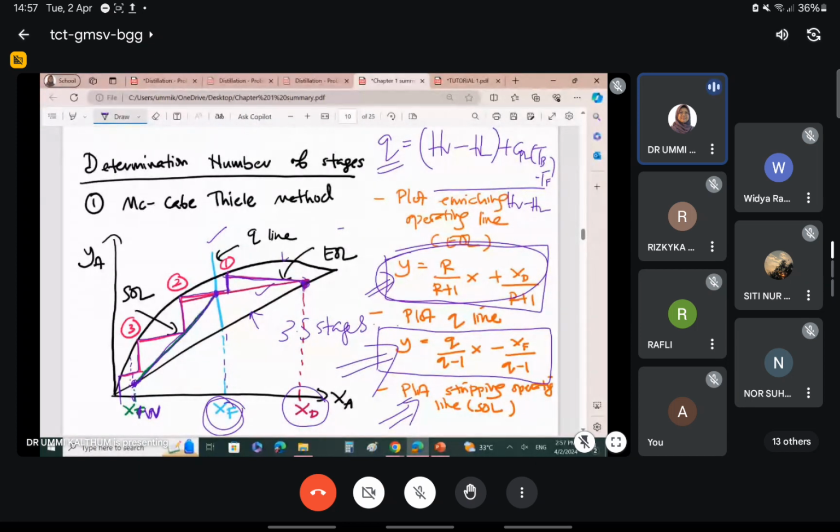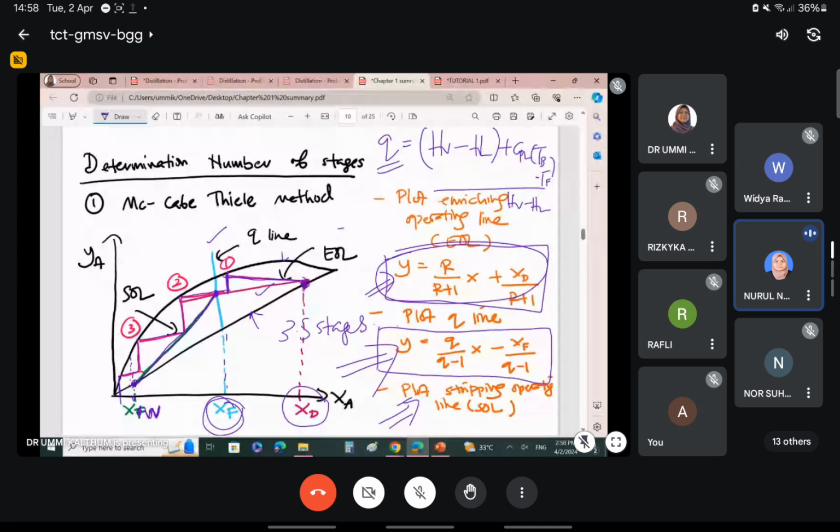Sebab bawah sekali reboiler tu kira sebagai stages juga. So 3.5 stages including the reboiler, or 3.5 stages minus a reboiler, or 2.5 stages plus a reboiler. Ada 3 cara nak tulis. Tapi saya prefer apa yang awak dapat 3.5, just letak including the reboiler. So tak confuse. Okay. Any question?